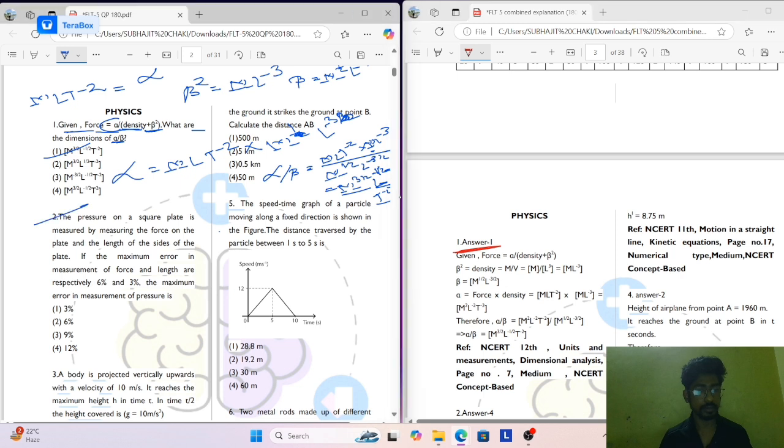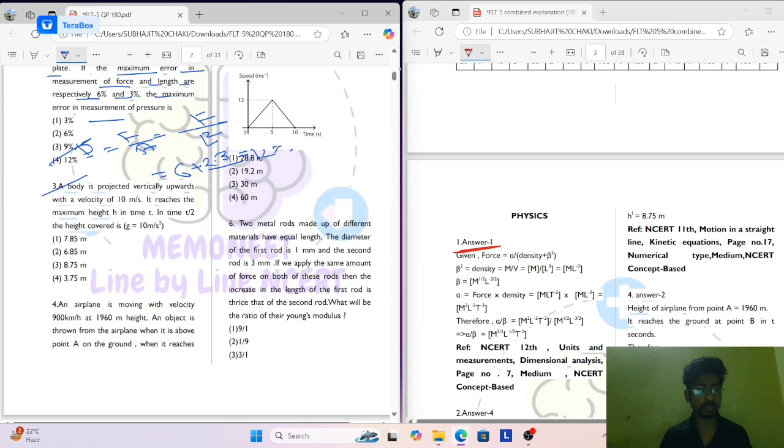The pressure on a square plate is measured by measuring the force on the plate and the length of the sides of the plate. If the maximum errors in the measurement of the force and the length are respectively 6% and 3%, what is the maximum error in the pressure? Pressure means what? F by A. A is nothing but L square, whatever you can say, that means the length square. So the error in pressure will be 6%, and 2 into 3%, because there is a square. So therefore it will be 12%, right? 2 threes is 6, plus 6 means 12%. Option number 4 will be the correct one.